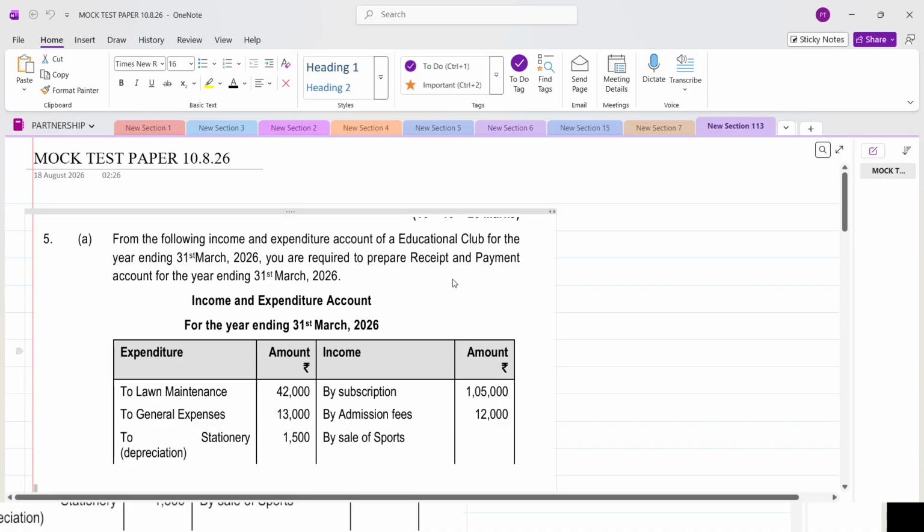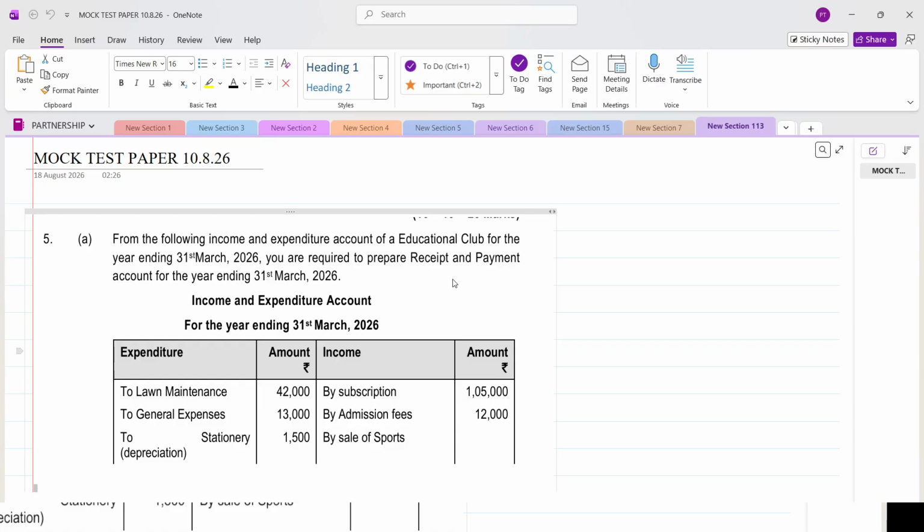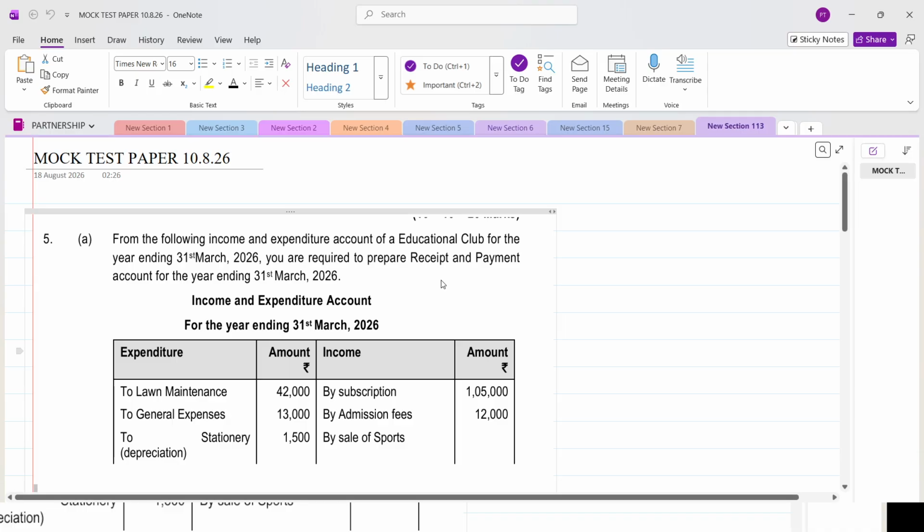What is the rule for the receipt and payment account? Quickly, you should recall it. First thing is that it will start with the opening balance of cash in hand or cash at bank, and it ends with the closing cash in hand or cash at bank. So we are going to find out the closing balance if opening is given. If opening is not given but closing is given, we will be able to find out the opening balance.